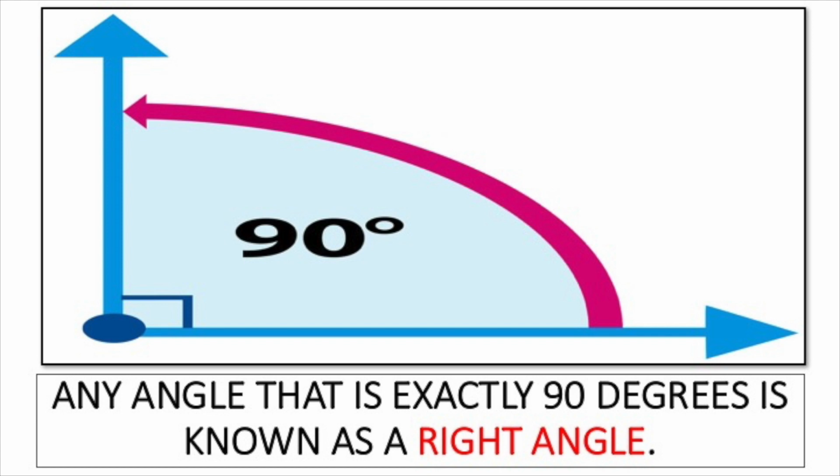And then, after the acute angles, any angle that is exactly 90 degrees is known as a right angle. Okay, so the right angle must always be 90 degrees. Can it be less? No. Can it be more? No. Correct. Right angle, always 90 degrees.